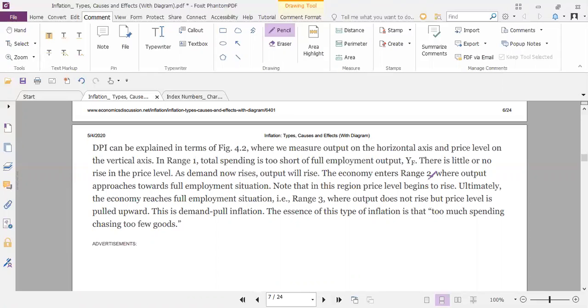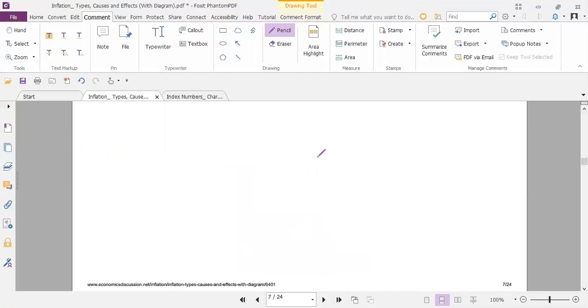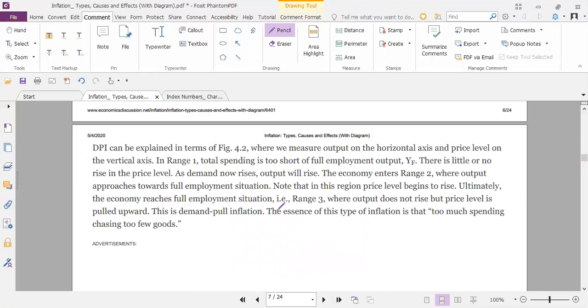The economy enters range 2, where output approaches towards full employment situation. Now, from range 2, we are leading to full employment situation. See, from range 2, we've reached a position wherein we've reached full employment situation, and from here, range 3 starts. Note that in this region, price level begins to rise. Ultimately, the economy reaches full employment situation, that is range 3, where output does not rise.